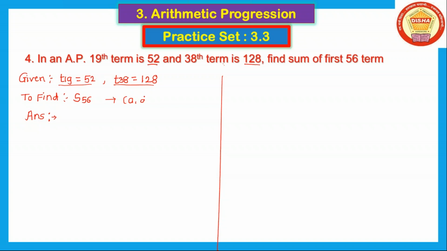A, D and the number of terms. All those quantities must be known to find the value of S56. N is given here, that is, find the sum of first 56 terms. But A and D are not given in the given question.